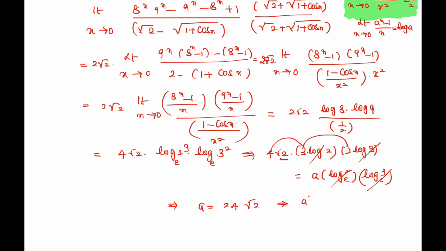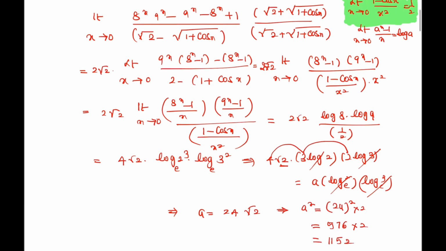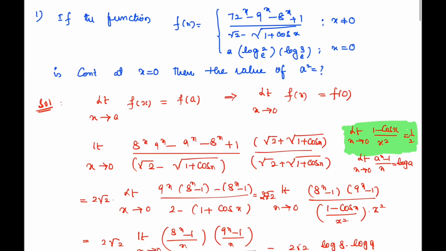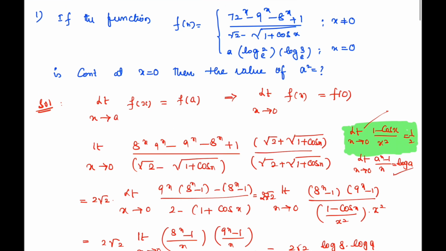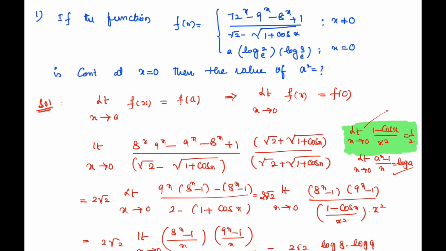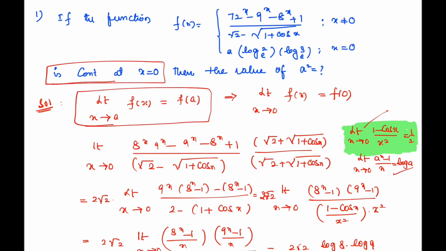If you want, you can calculate a square, which is 24 square into 2, that is 576 into 2, which is 1152. So this is simply based on standard limits: limit x tends to 0 of 1 minus cos x by x square is 1 by 2, and limit x tends to 0 of a power x minus 1 by x equals log a. What you have to learn from this is that whenever a function is continuous at a particular point, the limit value at that point is equal to the function value. So this is the basic problem.